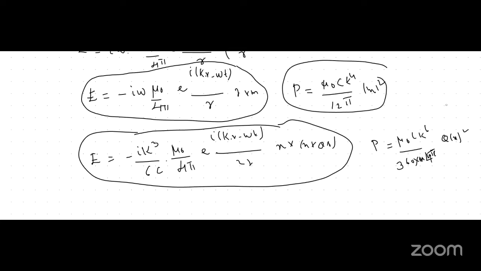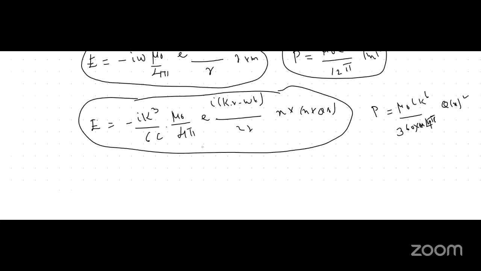So among these, we have the magnetic dipole, and next we have the electric quadrupole. These are the electric fields given by the magnetic dipole and the electric quadrupole, and their power radiated.